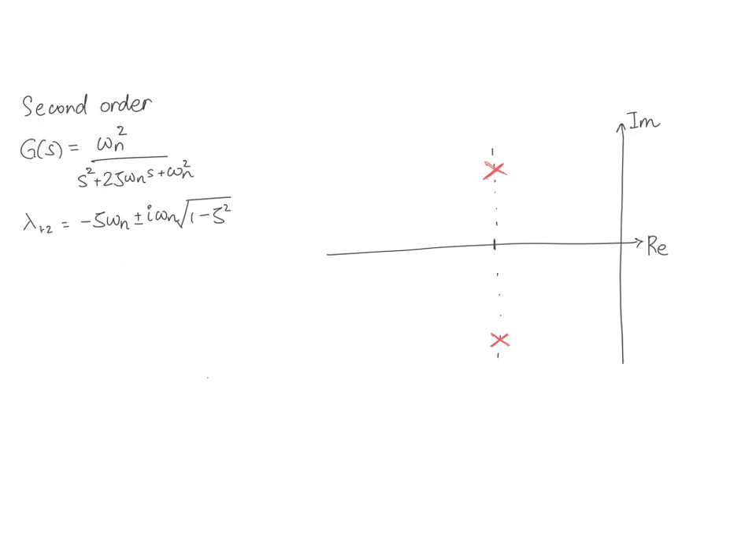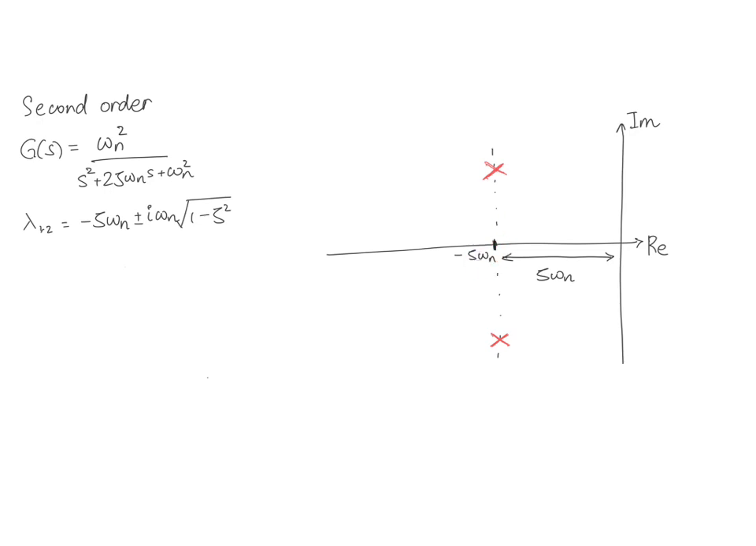So these will be equally spaced, or symmetric about the real axis. So this distance is the same as this distance, because they are complex conjugates. What this means is, in this picture, this distance over here is the real part, which is zeta omega n. So this number over here would be minus zeta omega n, since we are on the negative side of the real line. It is stable, so that's why this will be negative zeta omega n.